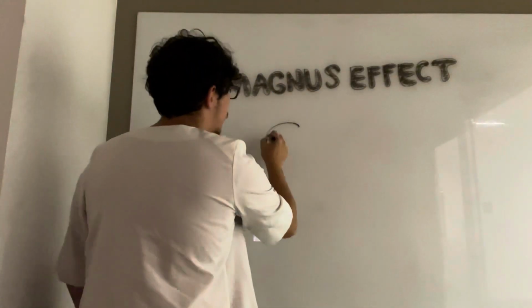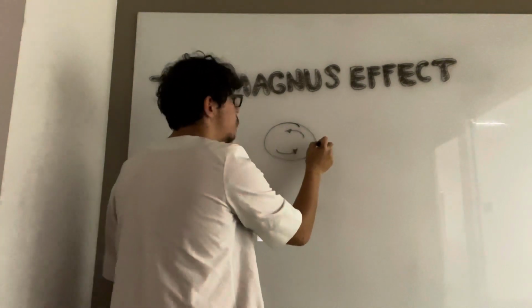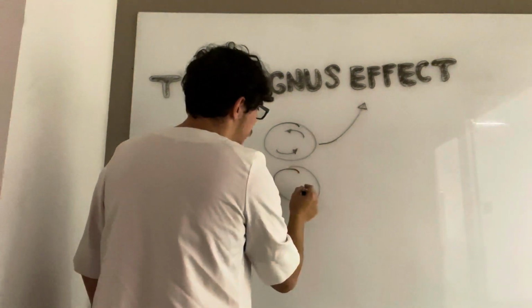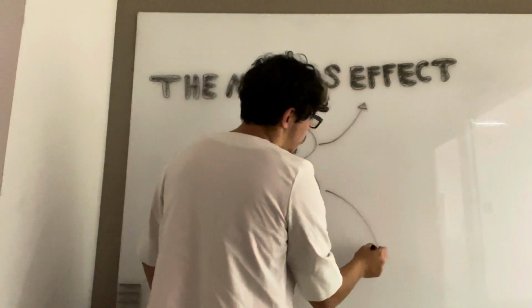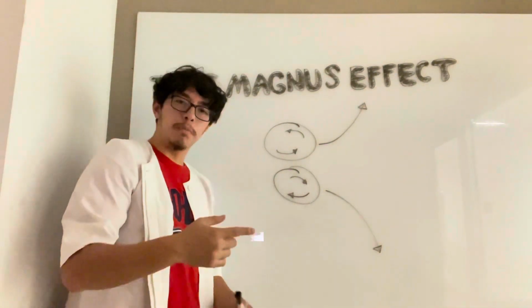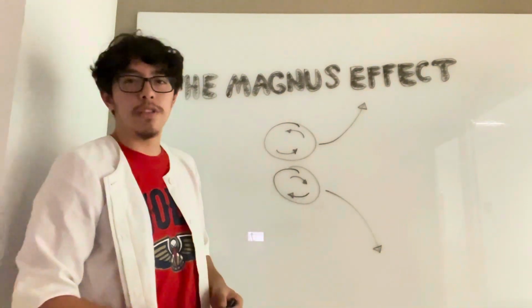Now, this can be seen with any kind of spin on the ball. As I showed you, if the ball spins this way, then the ball will curve in that direction. And if the ball spins this way, then the ball will curve in that direction. Whichever way the ball is spinning is whichever way the ball will curve to. This can be seen in sports, which is what I'm going to show you today.